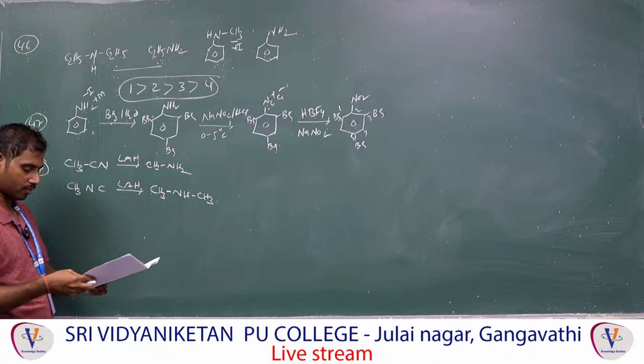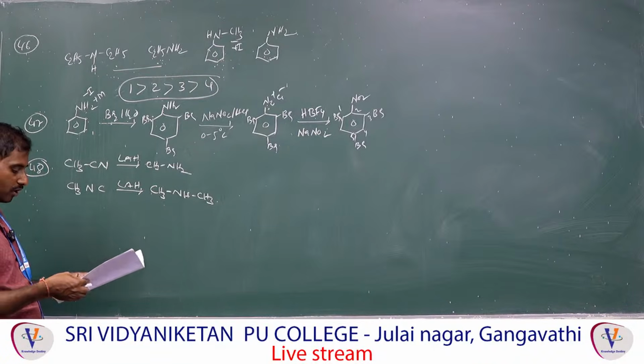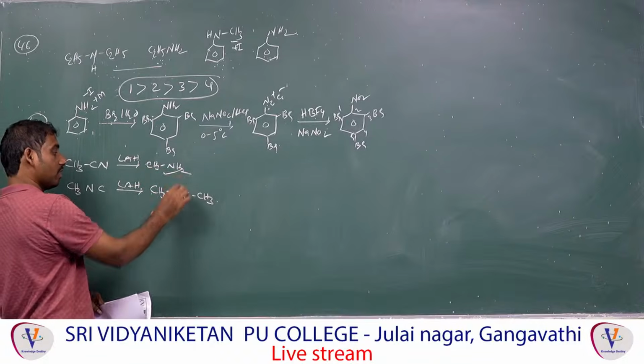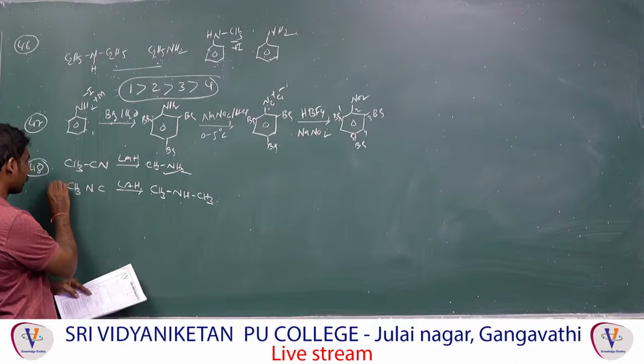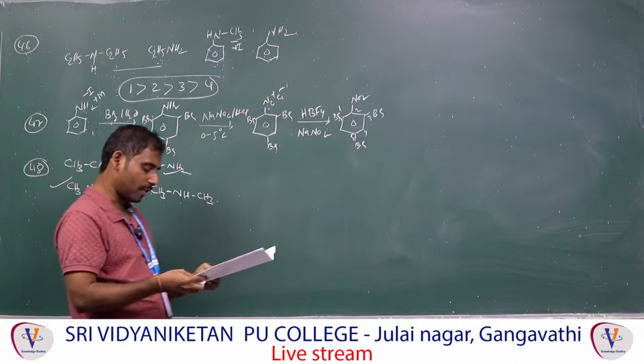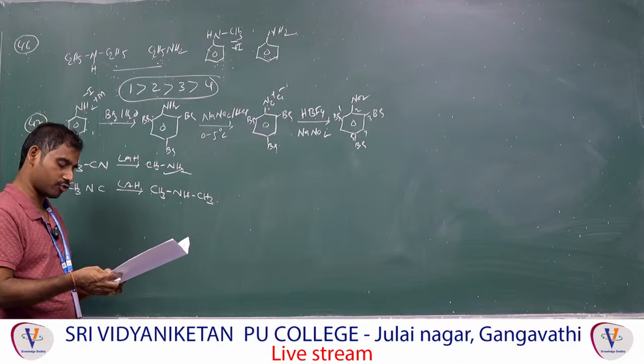So what they are asking in the question: which of the following reactions will not give the primary amine as the major product? The first one gives the primary amine, the second one gives the secondary amine, but they are asking for primary amine. That's why this is one answer. Now the remaining options: amide with lithium aluminum hydride is also converted to CH3CH2NH2.